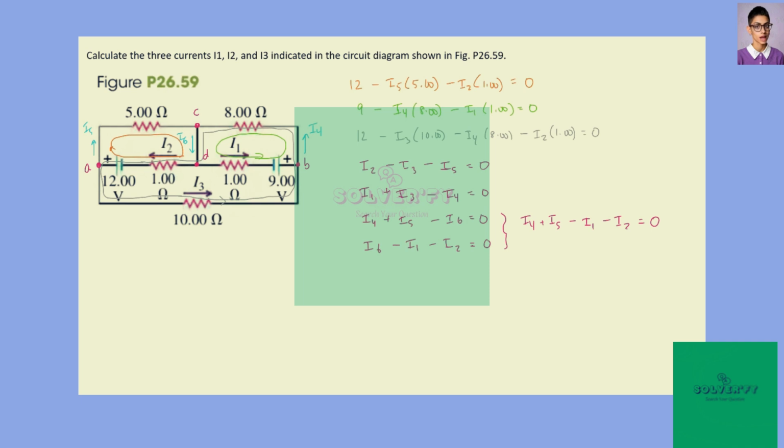Although since we eliminated I6, we would only need 5 of them. I'm just double checking really quickly everything before I move on to my next step.